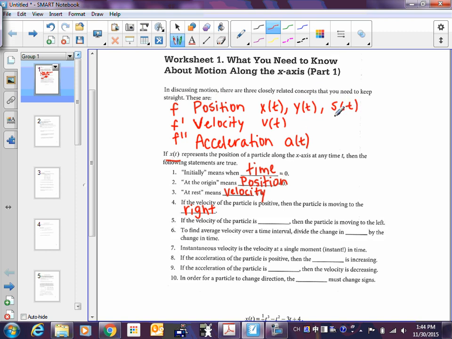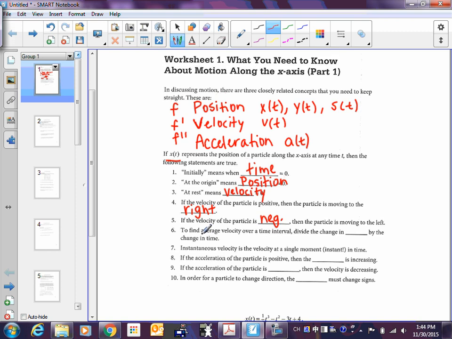And then for s of t, this could maybe mean forward. Okay? It'd be the positive direction. So on the flip side, if the velocity of the particle is negative, then that particle is moving to the left or down or backwards.